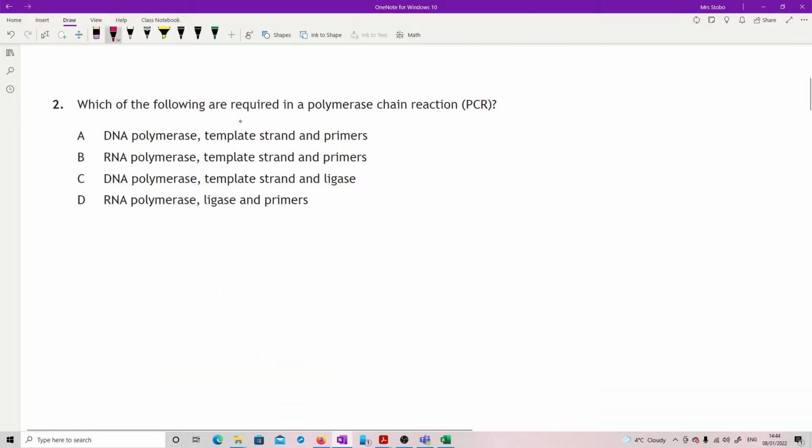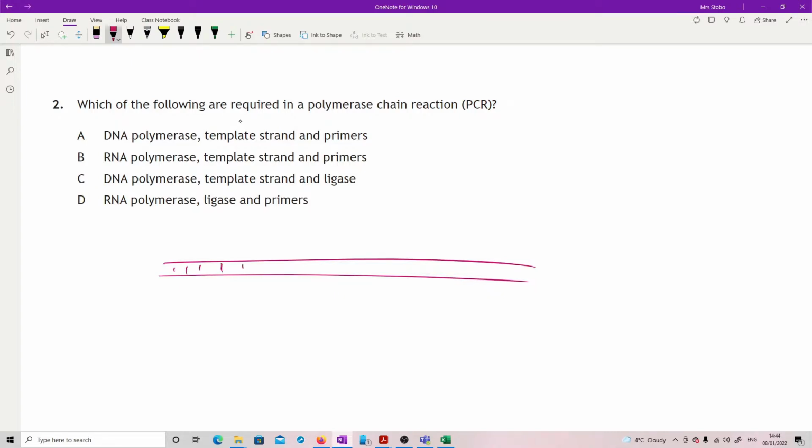Question two, which of the following are required in a PCR reaction? Okay, so PCR is your polymerase chain reaction, which is amplifying sections of DNA, which you are determining by bracketing the sequence with primers. So if this is your whole strand, a big long string, thousands upon thousands of base pairs across here, and you decide which section of it you want, say I've decided I want this section here, then you bracket that sequence with a primer on this side and a primer on this side to allow the DNA polymerase to function.